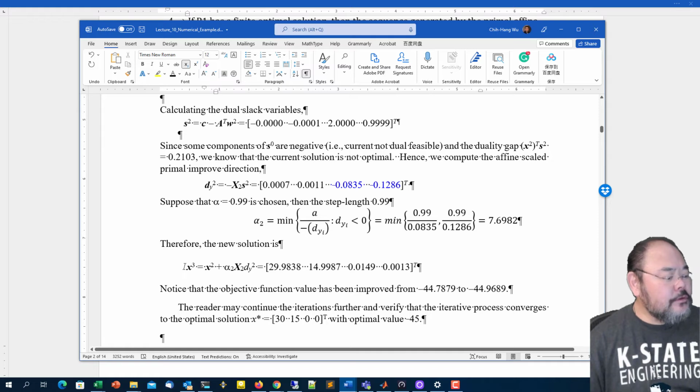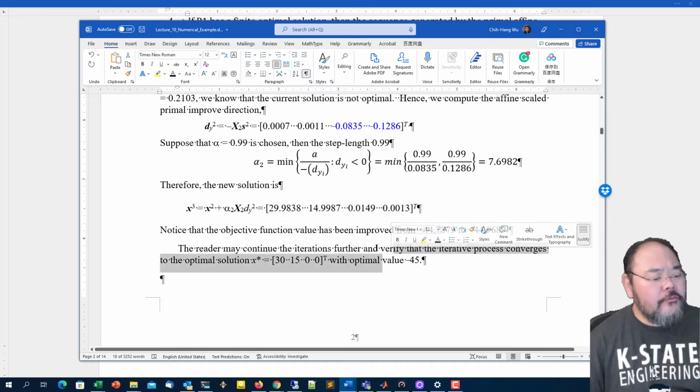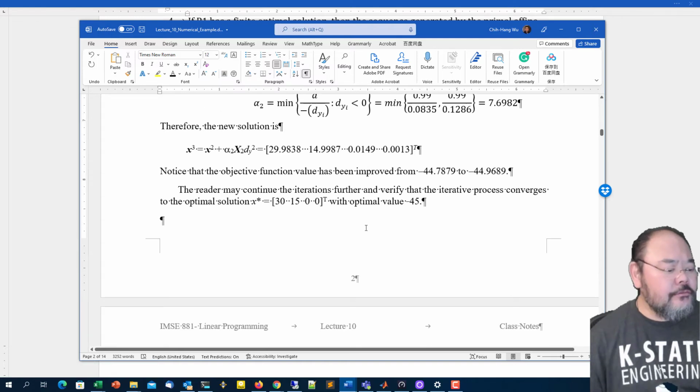And here, with this new primal solution, the objective function value improved from negative 44.7879 to negative 44.9689. So we can see that the primal solution is converging close to 30 for x1, 15 for x2, 0 for x3, and 0 for x4. And the optimal value is actually negative 45. You can continue to verify that.